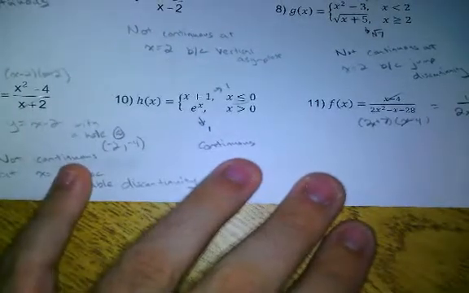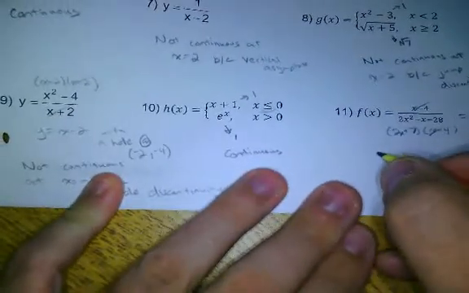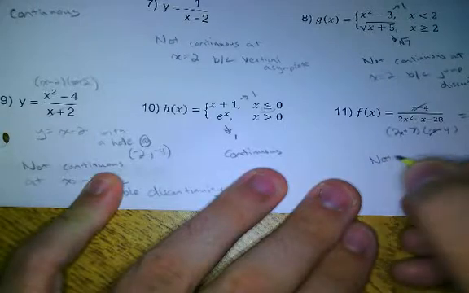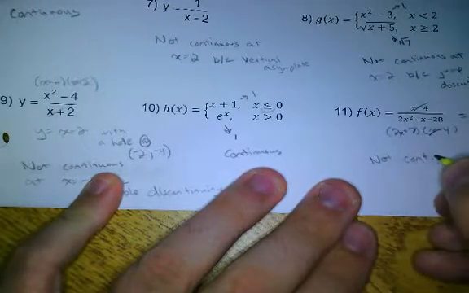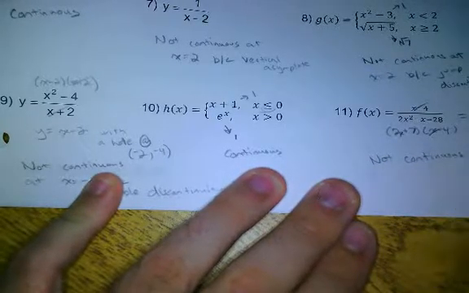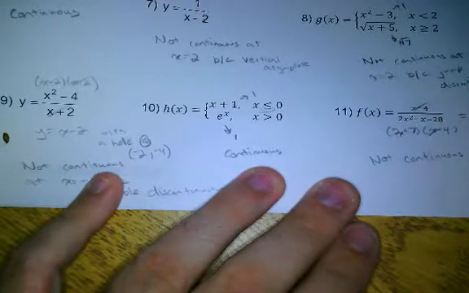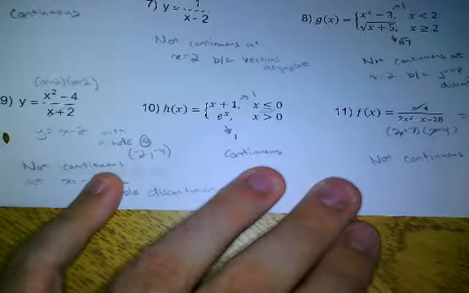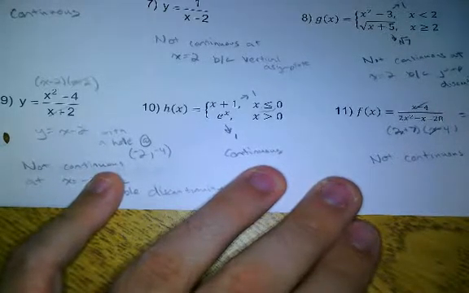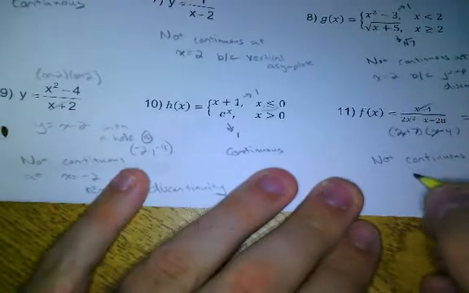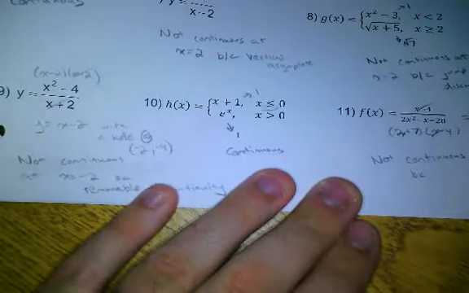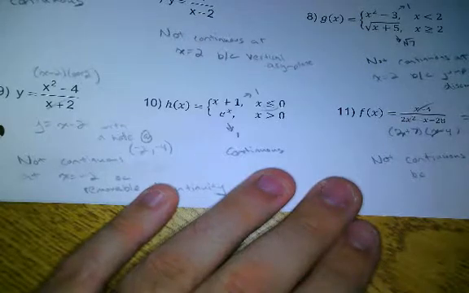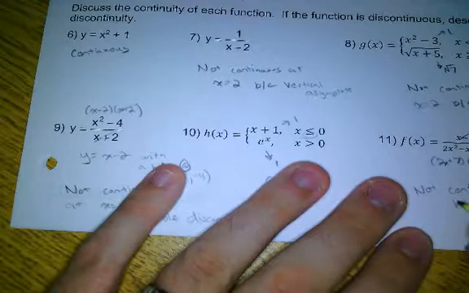So is this continuous? It's not continuous at x equals what? 4. Whatever we cancel out, we set equal to 0. So it's not continuous at 4 because of what kind of discontinuity is this one? Got a hole, so it's removable.